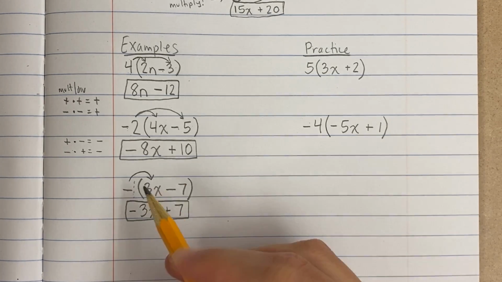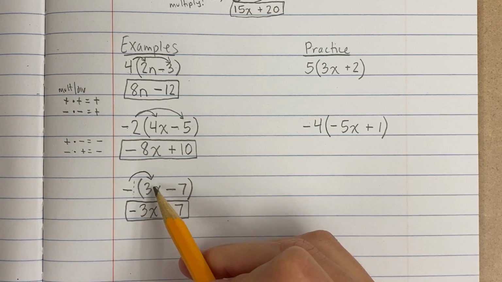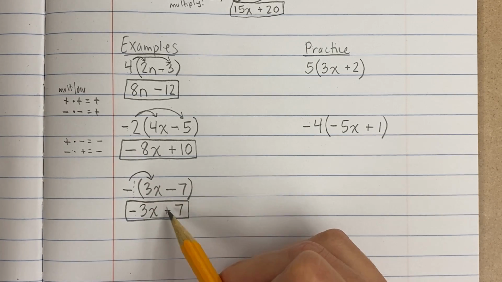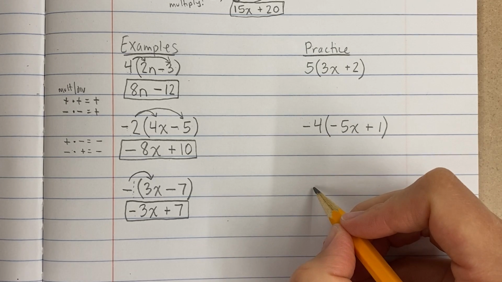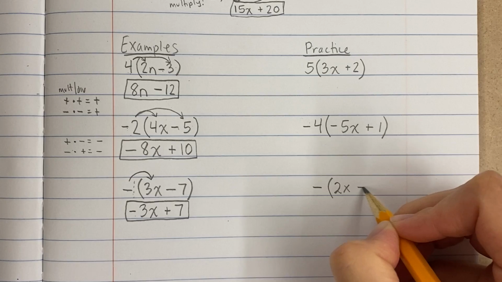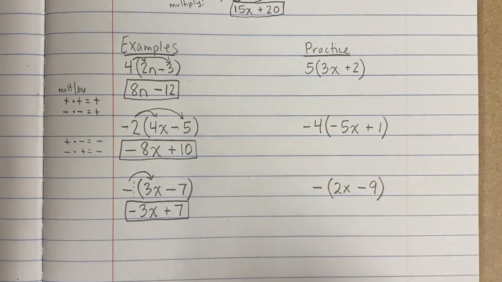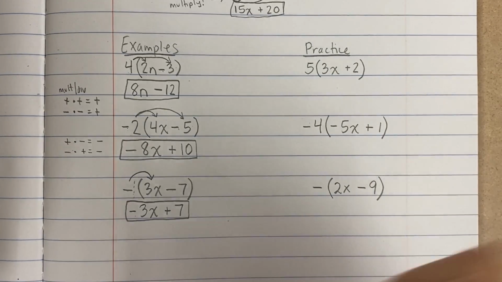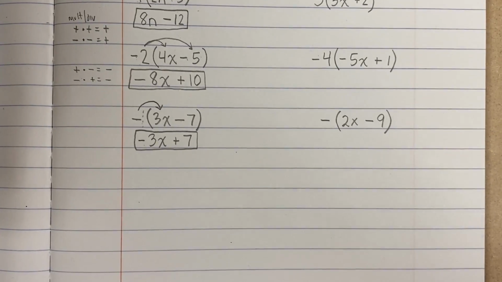And you might want to observe that when I multiplied by negative 1, this positive changed into a negative, and this negative changed into a positive. That's a pattern that will hold true. And there's your practice problem. You're welcome to pause and try it now. Okay, and here is our last example.